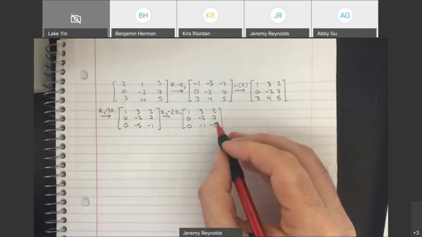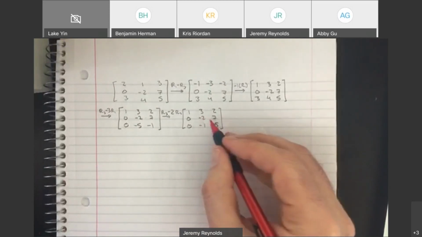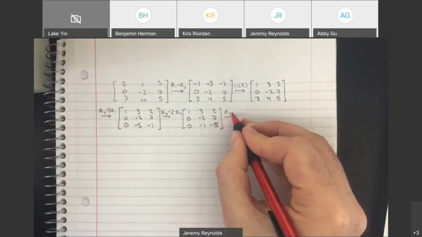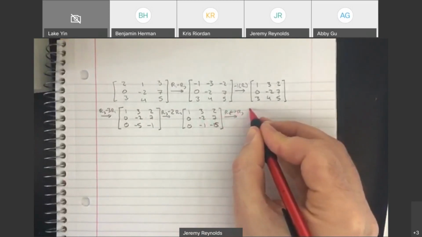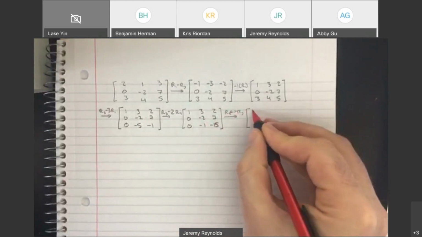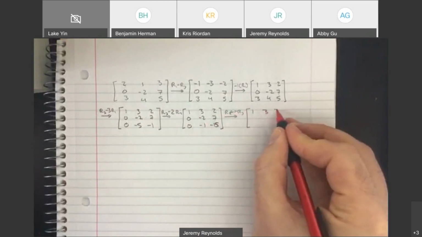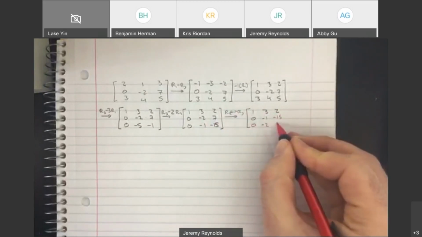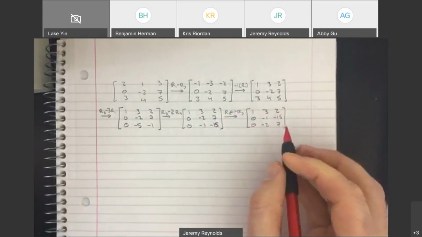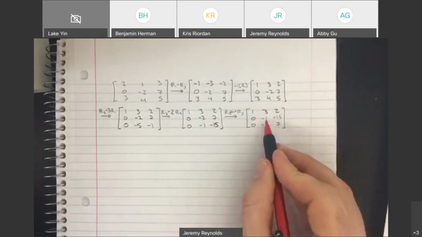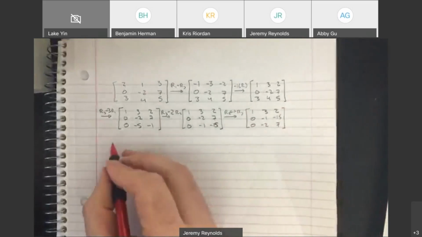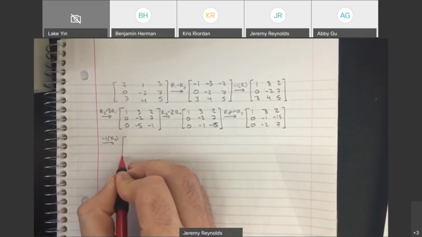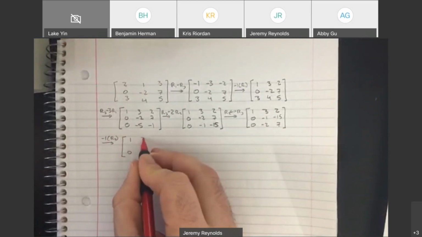Now, let's go ahead and switch these rows so we get the 1 in the right spot in the matrix for echelon form. So let's switch row 2 and row 3. And row 1 will stay the same. Row 2 will become that, and row 3 will become this. And now, in order to get the 1 in the second row, now let's multiply the second row by -1. And row 1 and 3 will stay the same.